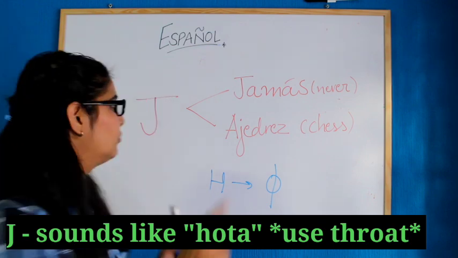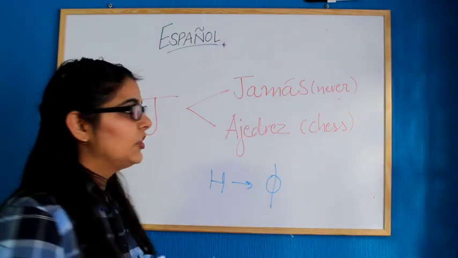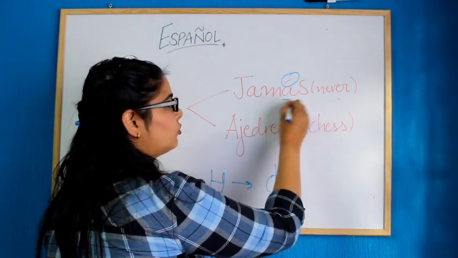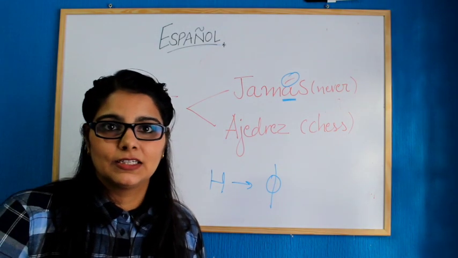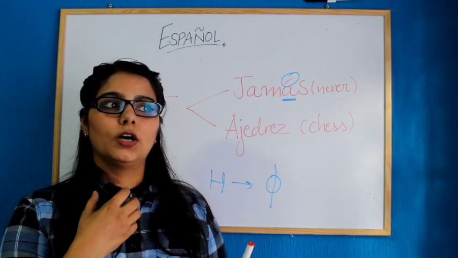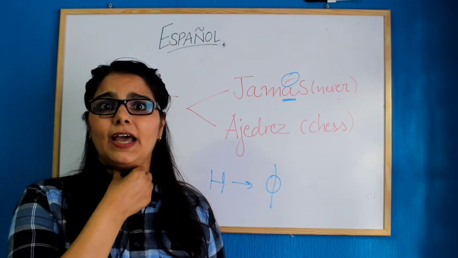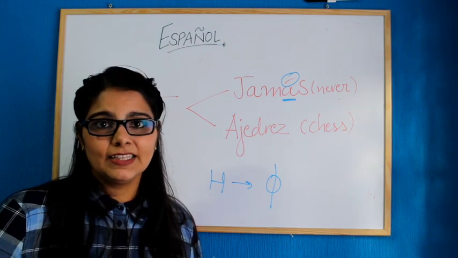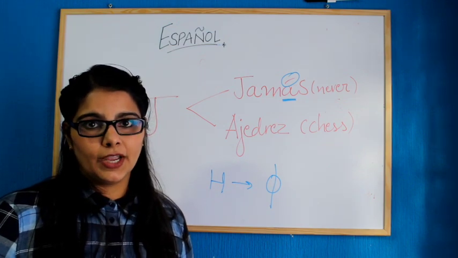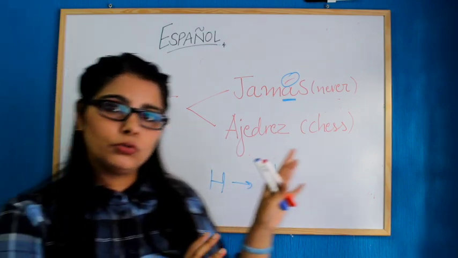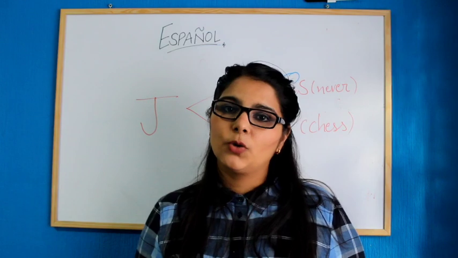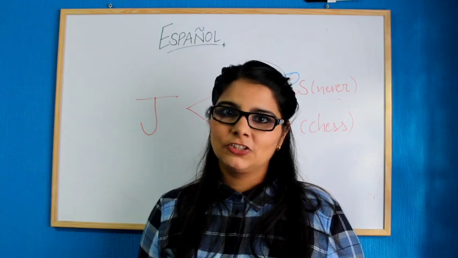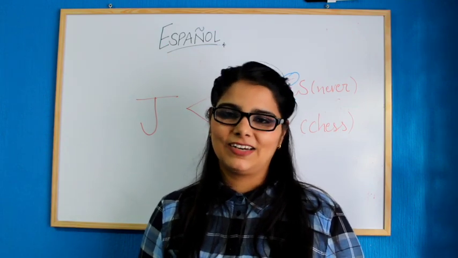Let's take a couple of examples. For example, this word, which means never, is jamás. Okay, because it has this accent mark, we put stress on this, so it's jamás. Okay, so I'm trying to use my throat, and it's like heavy H sound. Next is ajedrez. Ajedrez is chess. Okay, so creating these sounds is a bit tricky for English speakers, because English language is a soft language and we don't use this part a lot, but with practice you can start making sounds correctly.